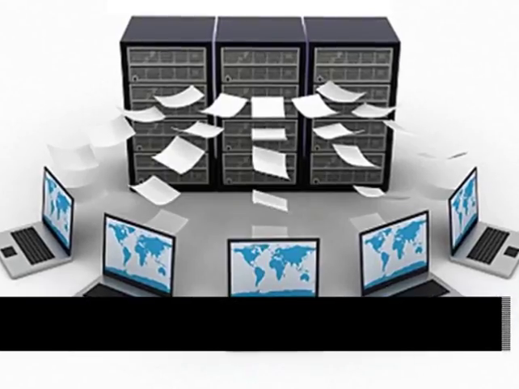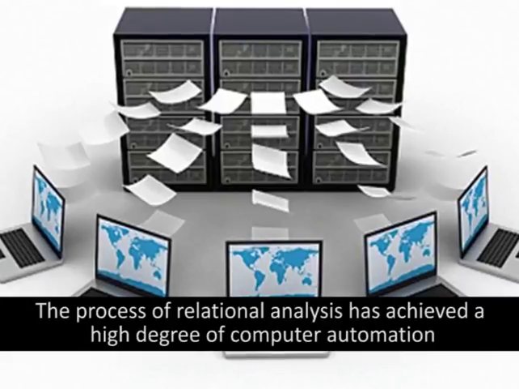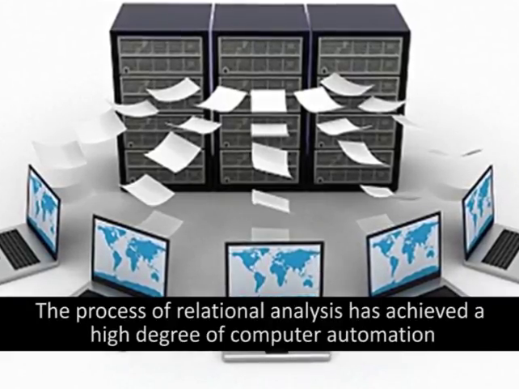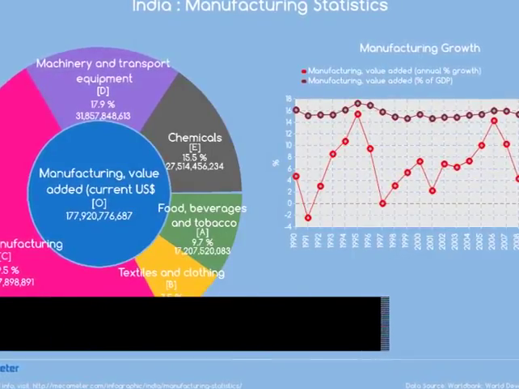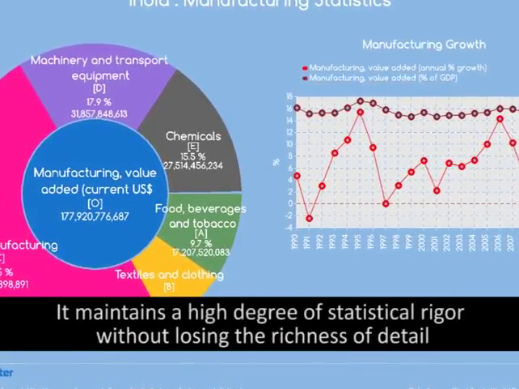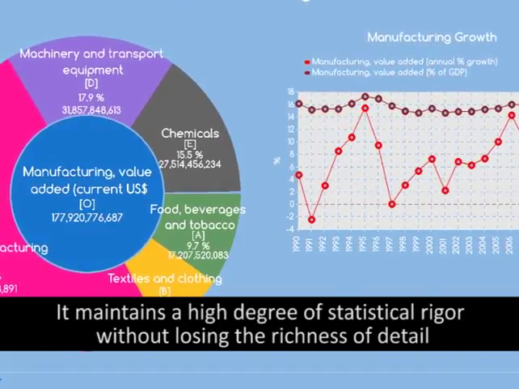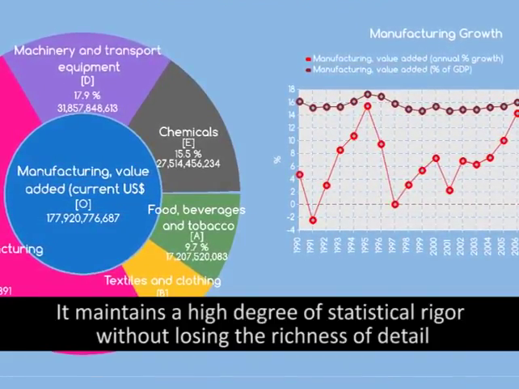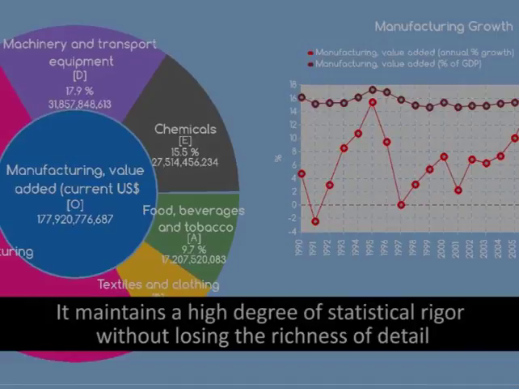The process of relational analysis has achieved a high degree of computer automation, but still is, like most forms of research, time-consuming. Perhaps the strongest claim that can be made is that it maintains a high degree of statistical rigor without losing the richness of detail apparent in even more qualitative methods.